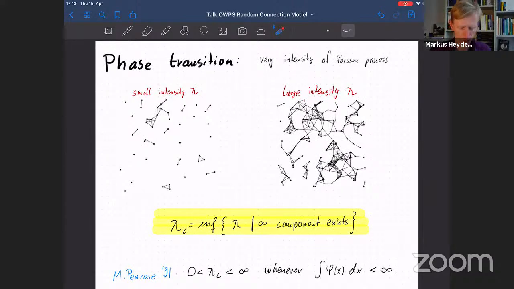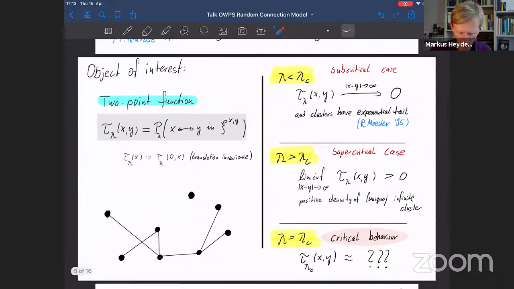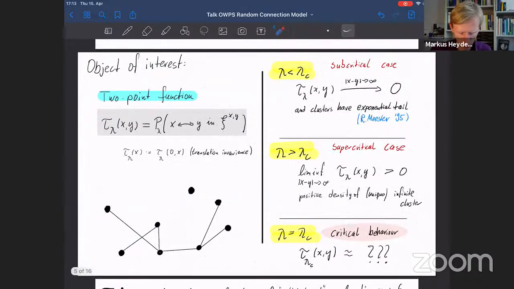Okay, and so the point I want to make is what happens at and close to lambda c. Can we say something about the model around this phase transition? So the object of interest, or what should we look at, is a so-called 2-point function. We take 2 points, put them into space, and then we ask whether they are connected.